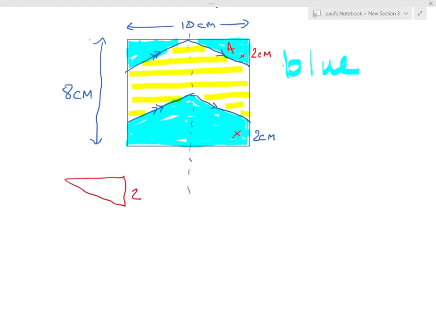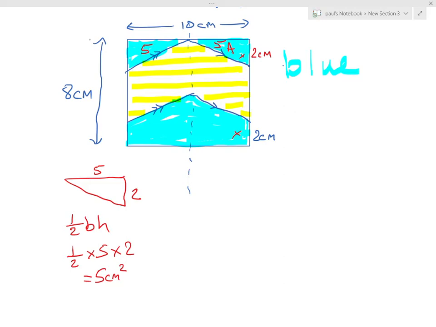And it's 2 and 5 because it's half of that. So this is half base height, which equals a half times 5 times 2. 2 5s are 10, half of 10 equals 5 centimeters squared. So if this is 5, then this one will be 5 over there. So we've got 10 so far.